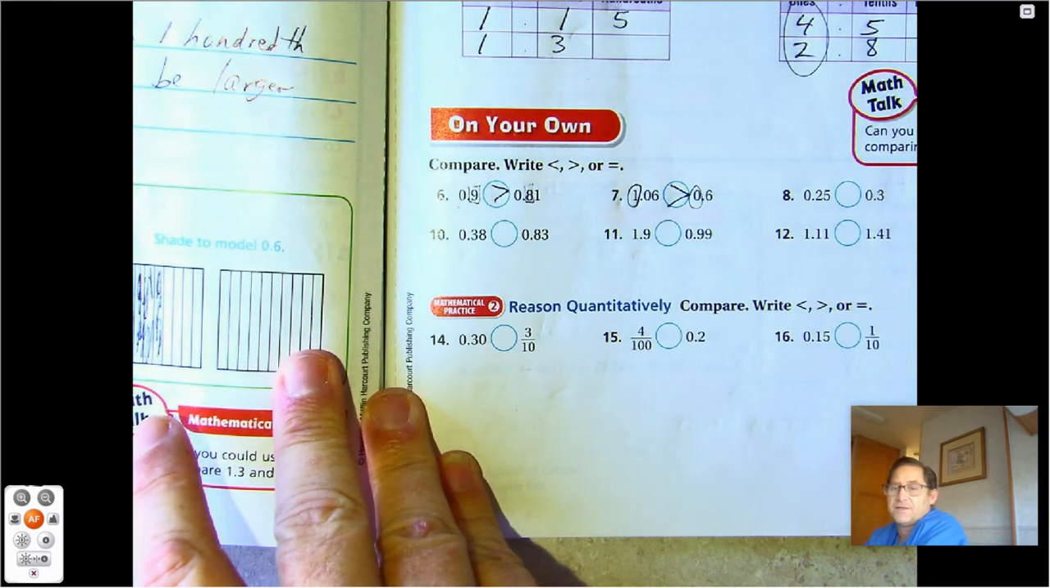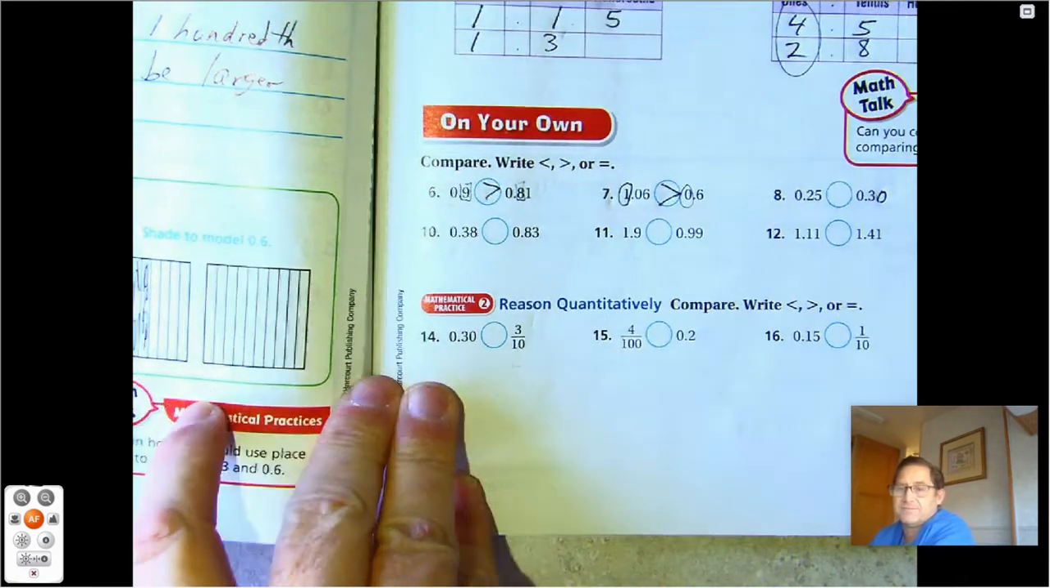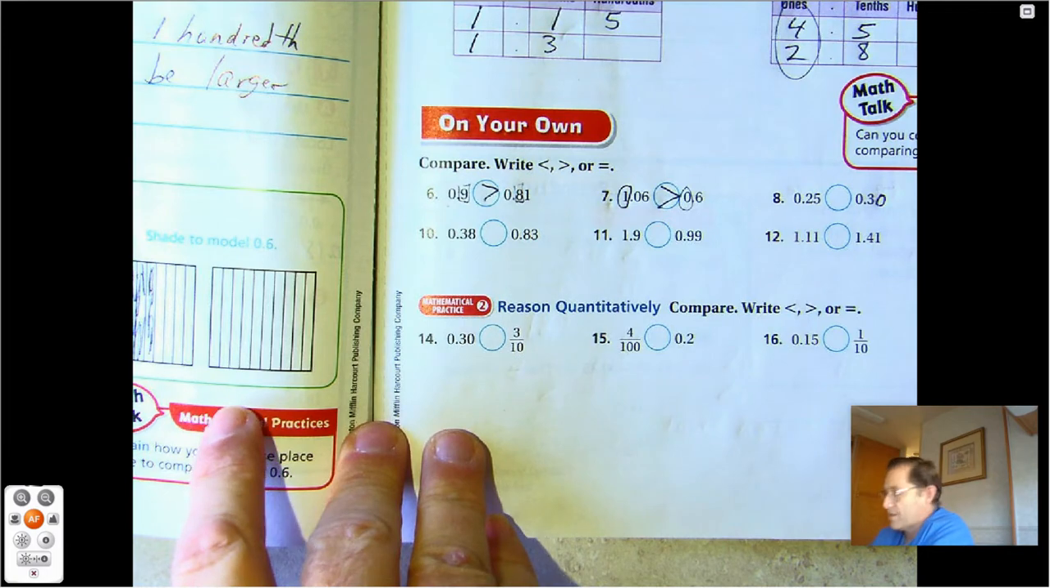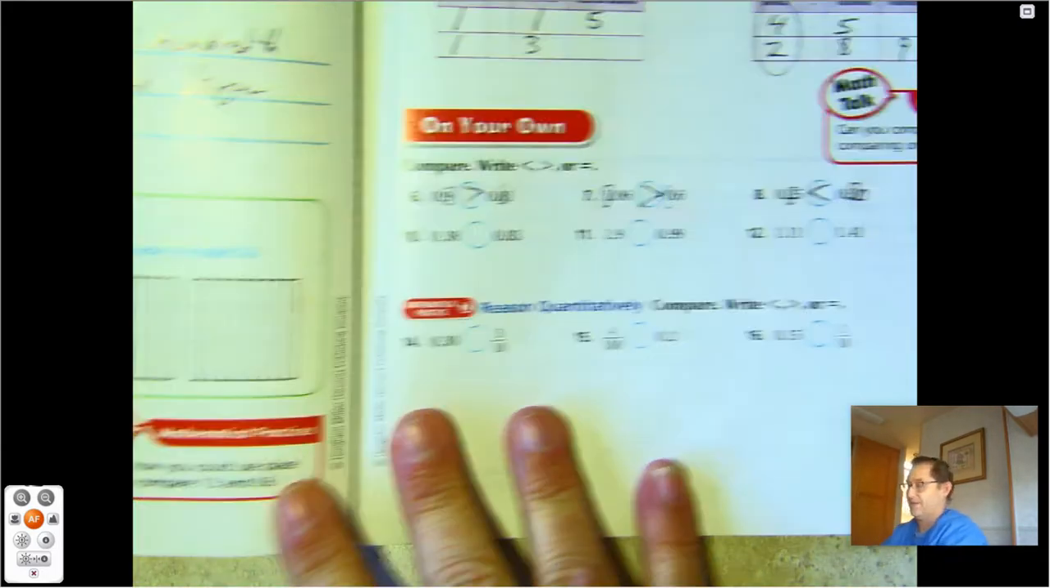25 hundredths, 3 tenths. Well, remember, 3 tenths is the same as 30 hundredths, isn't it? Sure it is. So we can just compare the 2 tenths. 2 tenths is less than 3 tenths.